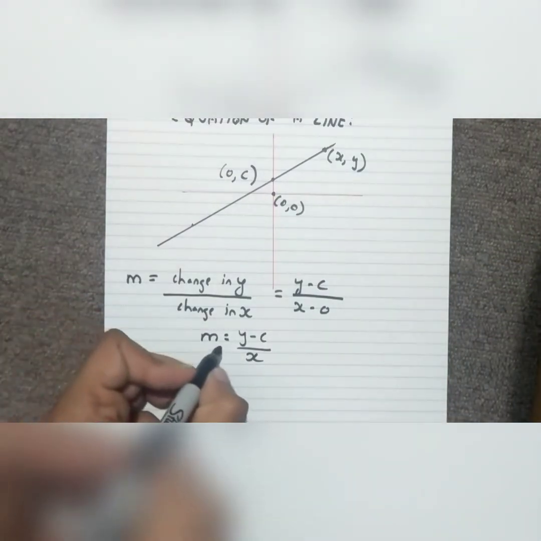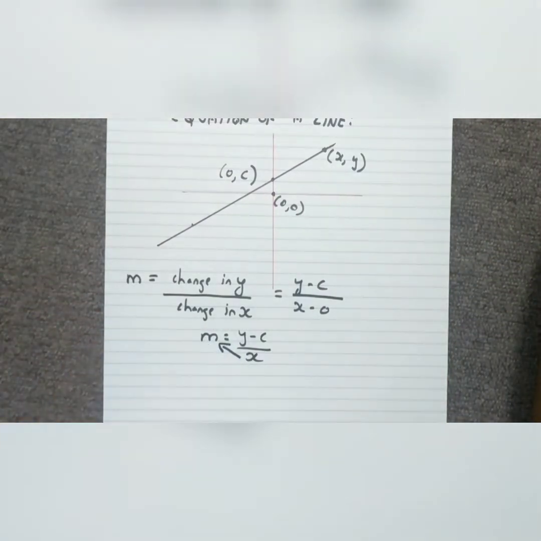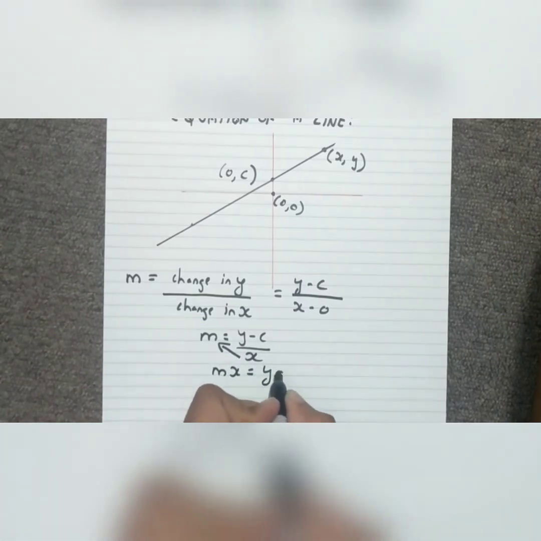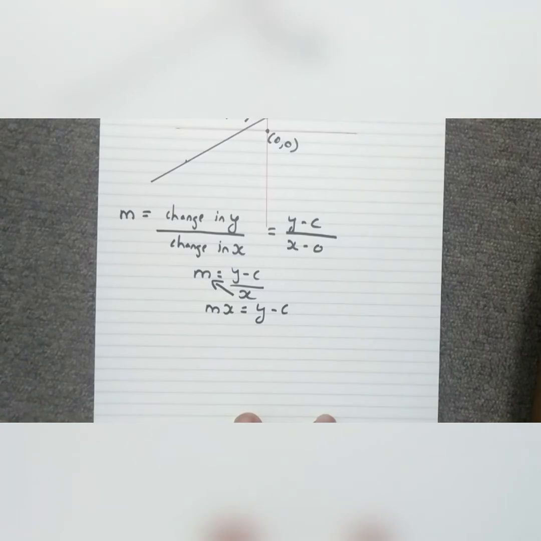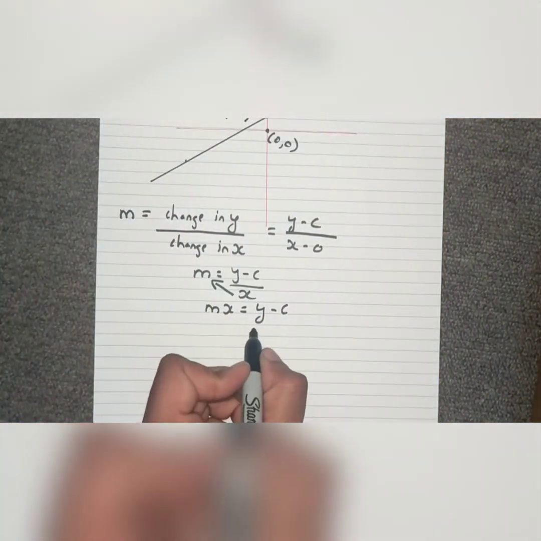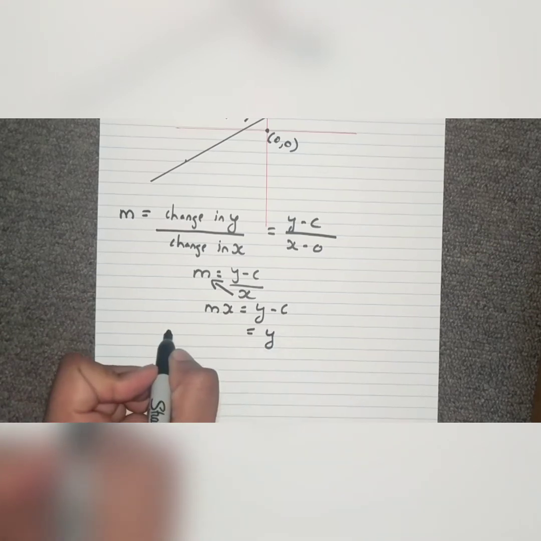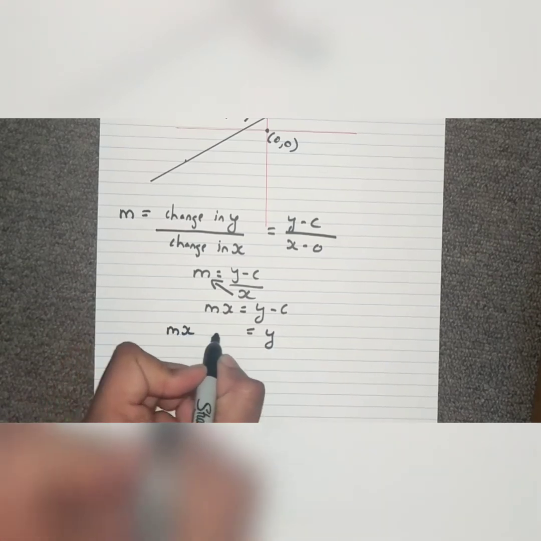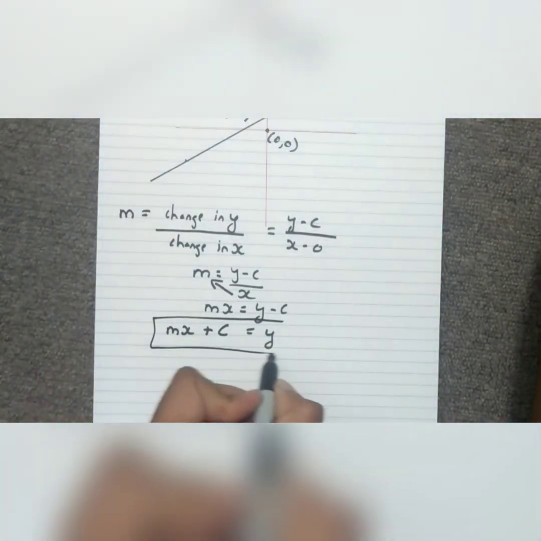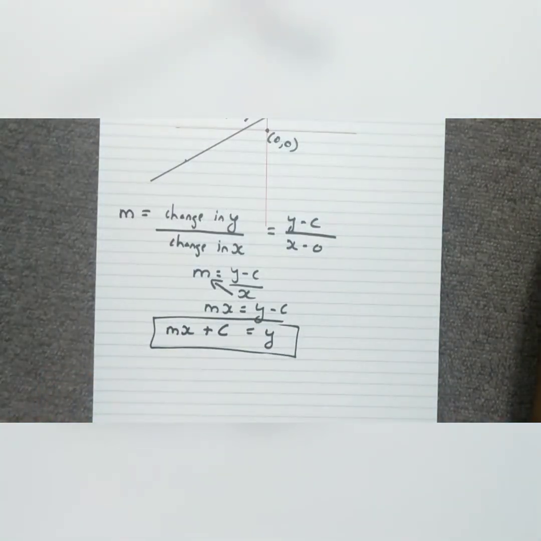I'm going to rearrange all my terms. I'm going to be moving my x to the other side. This gives me mx is equal to y minus c. Keeping the y on one side and moving all the other terms to the other side, I will be getting y is equal to mx plus c. This is the general form of a straight line equation.